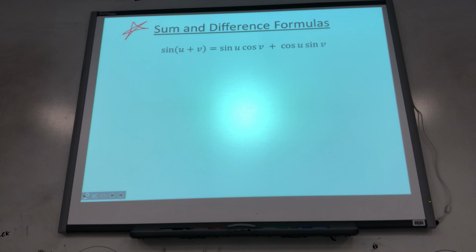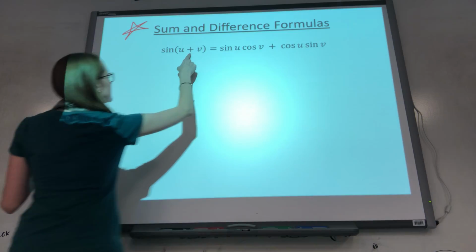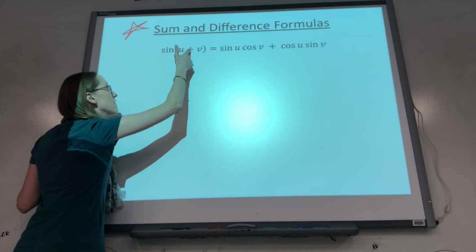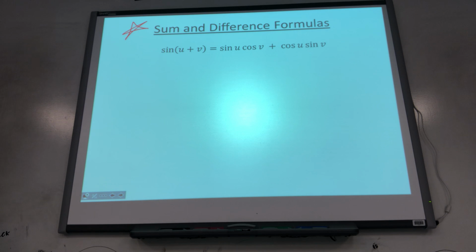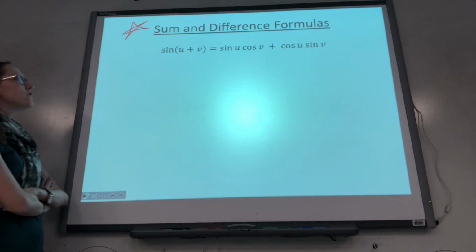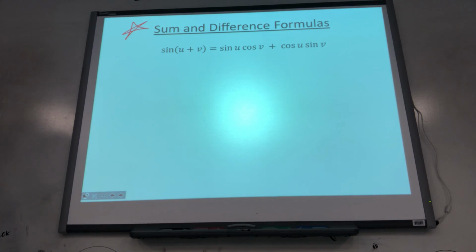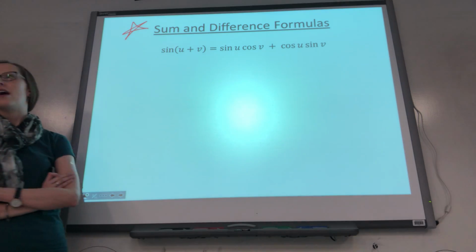Okie doke. First one we have is the sum formula for sine. If you look right here, there's a plus sign in the middle. That's the sum formula for sine. It says sine of u plus v equals sine of u cosine of v plus cosine of u sine of v.